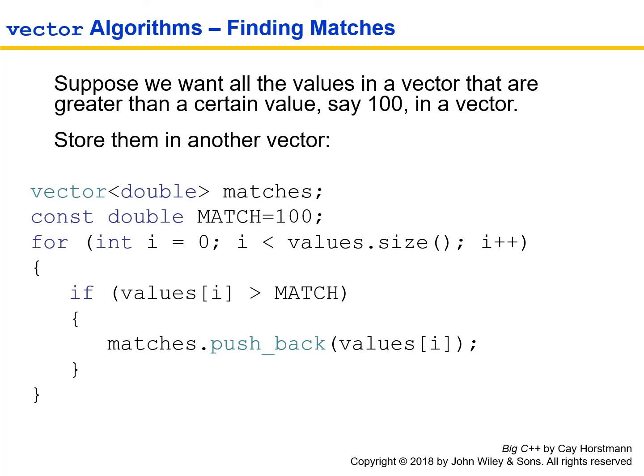You can create a second vector and selectively copy from the first vector into the second vector. So if we want to find every value in a vector that's greater than 100 here, we're going to go through the entire vector values, and every time values at I is greater than match, we're going to push that value onto the back of our matches array or vector.